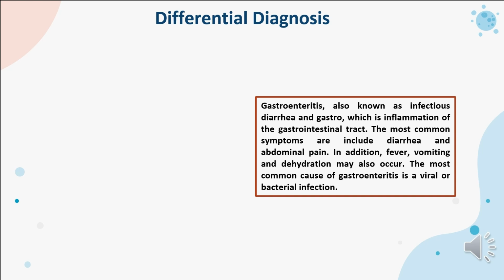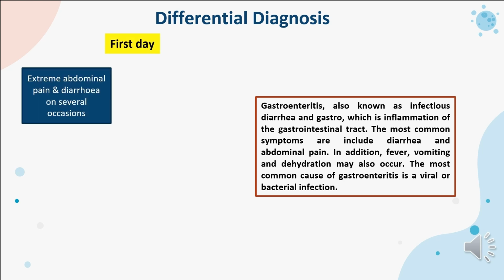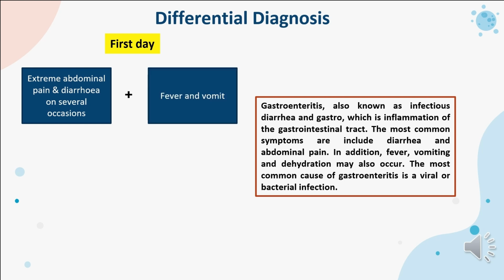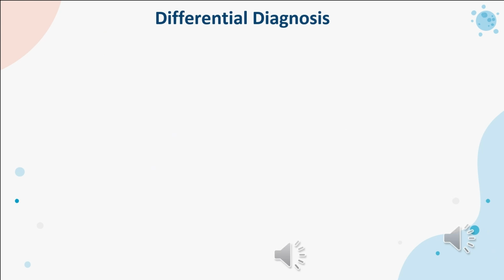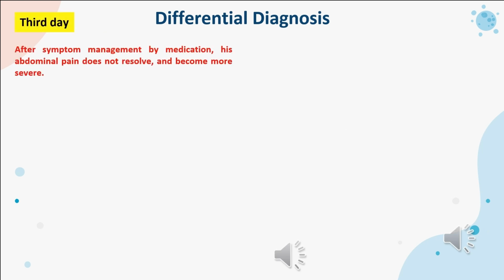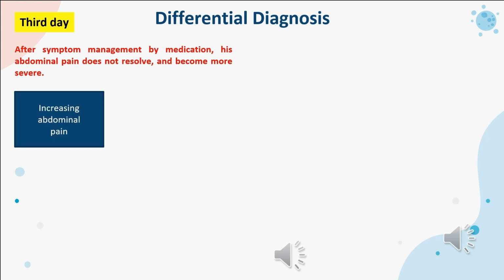The most common cause of gastroenteritis is a viral or bacterial infection. Based on our case study, on the first day, the patient had symptoms of extreme abdominal pain and diarrhea on several occasions. In addition, he also had fever and vomiting. The patient is suspected of possible gastroenteritis because the symptoms he is facing are the main symptoms and additional symptoms of gastroenteritis. On the third day, after symptom management by medication, his abdominal pain did not resolve and became more severe. From the symptom of increasing abdominal pain, he was suspected of possible renal colic.